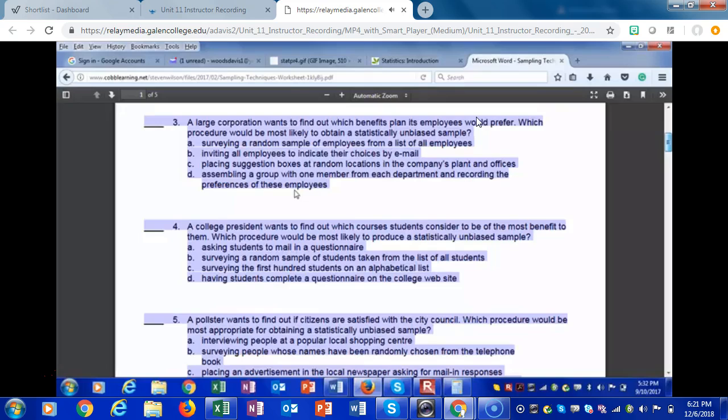Which would give the most statistically unbiased sample? The answer for that would be A, surveying a random sample of employees from a list of all employees. Okay? That would give you the greatest amount of ways to find out what all the employees want by putting all the employees' names in a hat and then picking from that sample.